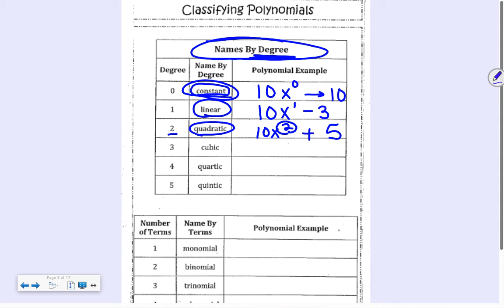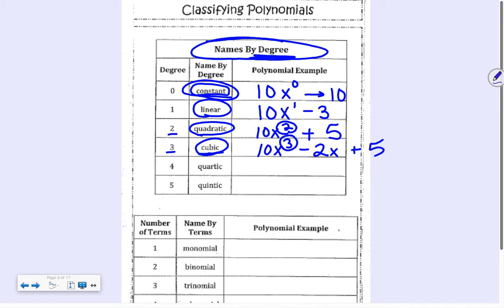Cubic, cubic means you have to have degree what? 3. Avenida, can you give me one? 10x what? Third, okay. Give me some more stuff behind it. Okay, and maybe plus 5? Okay. I could care less what comes after 10x cubed. 10x cubed tells me it's cubic. It's the highest power that tells you what it is.